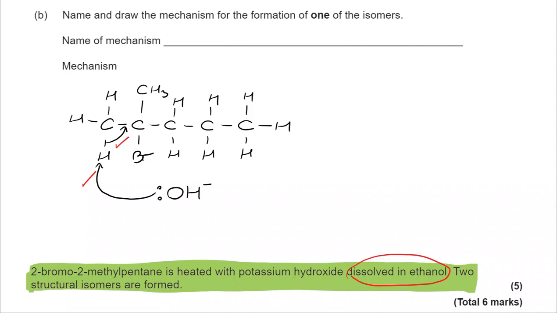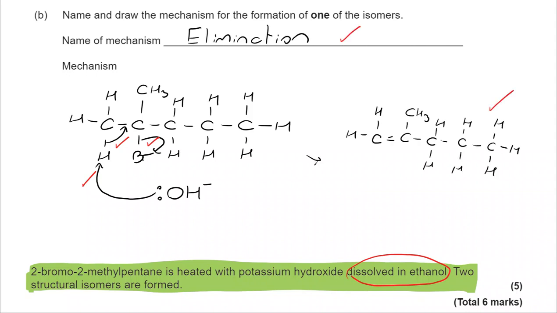And then finally, that means there's 5 bonds around this carbon. So we need to get rid of something. So my third arrow is to go from the C-Br bond to the Br, and that Br minus will then be lost. Now, it is 5 marks in total, and you do, in this instance, need to show the structure of the alkene that you've made.